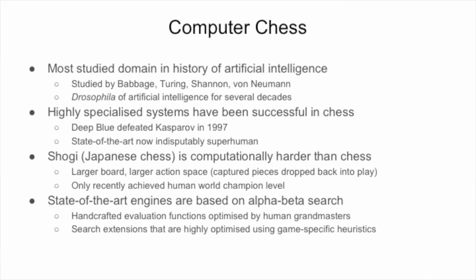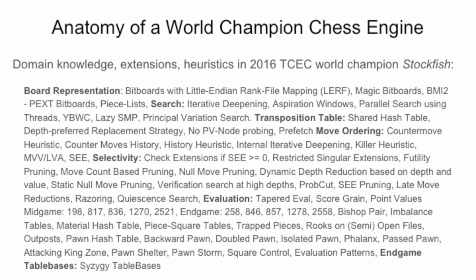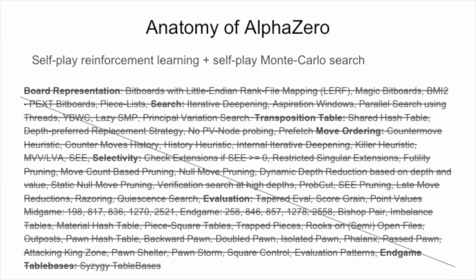Shogi is computationally harder than chess, and all of these state-of-the-art engines are based on alpha-beta search. And they use huge amounts of knowledge that go into them. There are all of these heuristics and extra pieces that go into making them really, really strong. And each one of these little phrases here is some big advance that was made by putting a big piece of knowledge into the program. So there are these really beautiful pieces of programming like Stockfish, which use all of these things. And AlphaZero just throws that all away and says, let's use self-play reinforcement learning with self-play Monte Carlo search, these methods that we've seen so far.